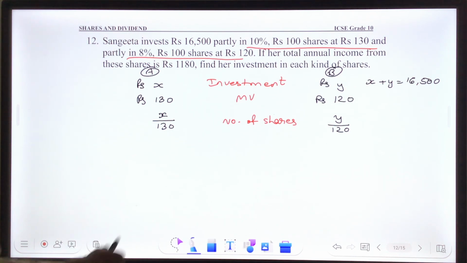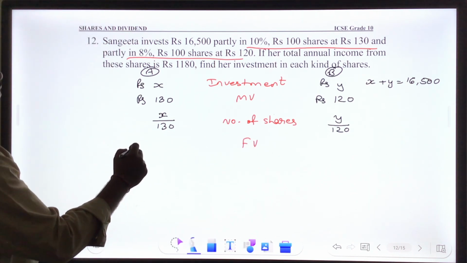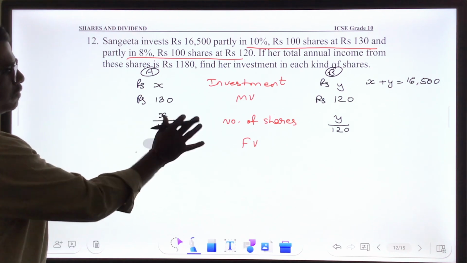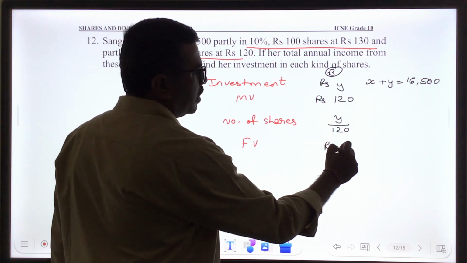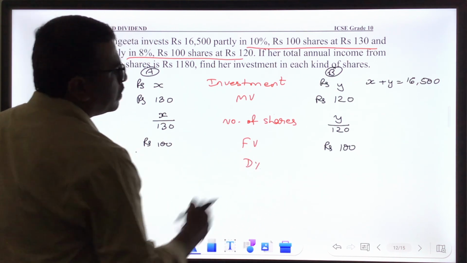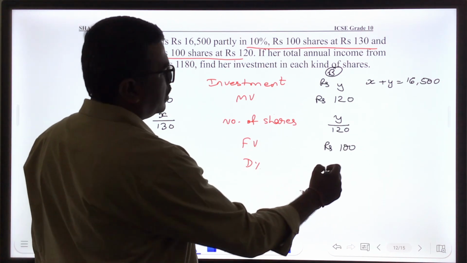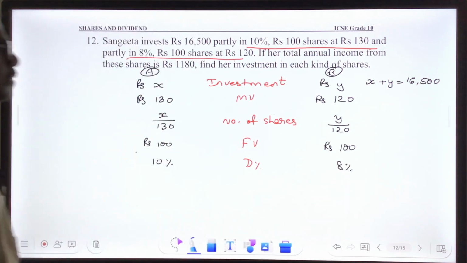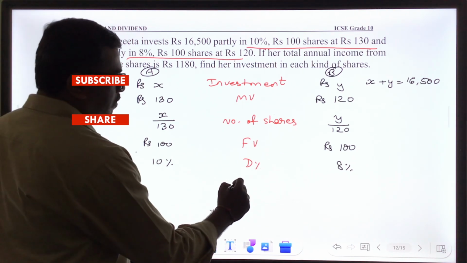Now, the face value of shares of both the companies is given as rupees 100. That is the same in both the companies. So the face value in company A and in company B is 100 rupees. And the rate of dividend given in company A is 10% and in company B is 8%. So from the number of shares, face value and rate of dividend, we can calculate the annual income in each company.